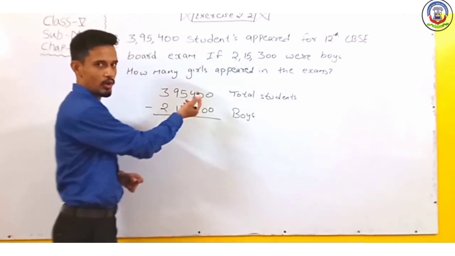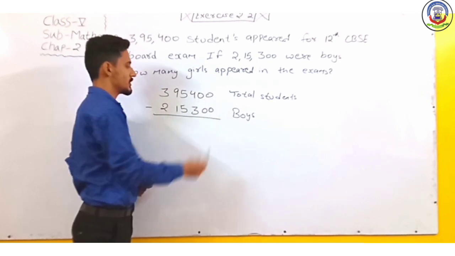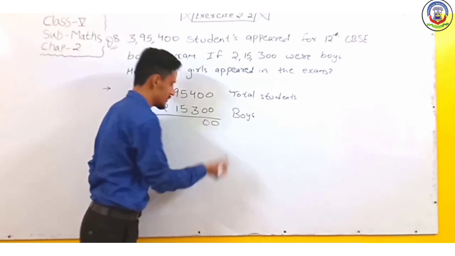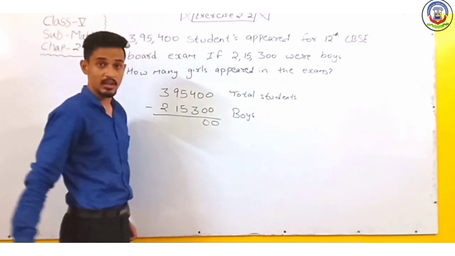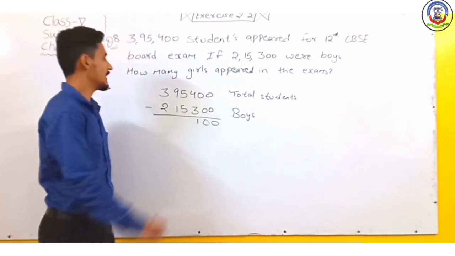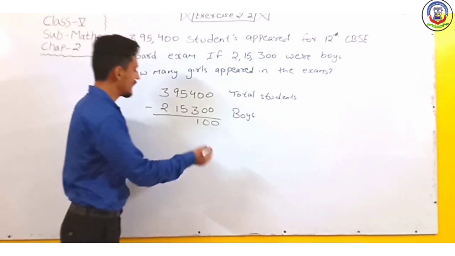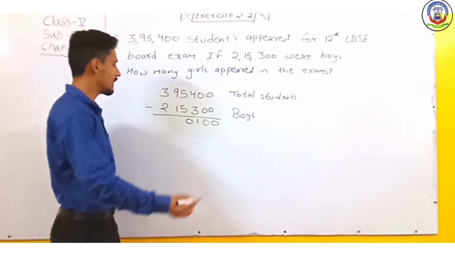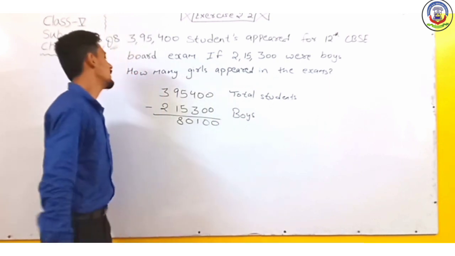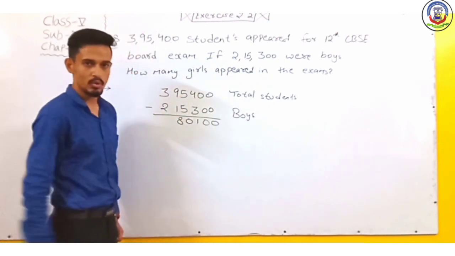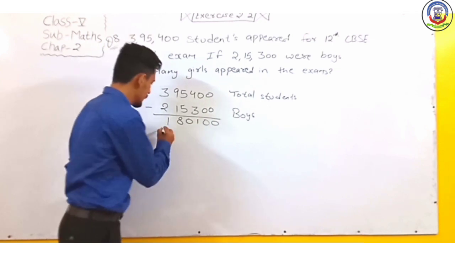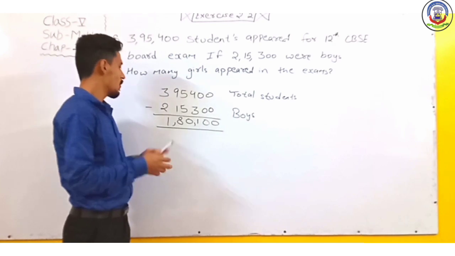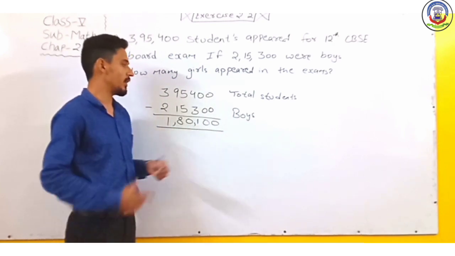Now subtract from always right side. It is 0 subtract 0, so we will get 0. Next we have 0 subtract 0, 0. Next we have 4 subtract 3, so we get 1. Next we have 5 subtract 5, so we will get 0. Next we have 9 subtract 1, so we will get 8. Next we have 3 subtract 2, so we will get 1. So we have a difference of this and this number is 1,80,100.